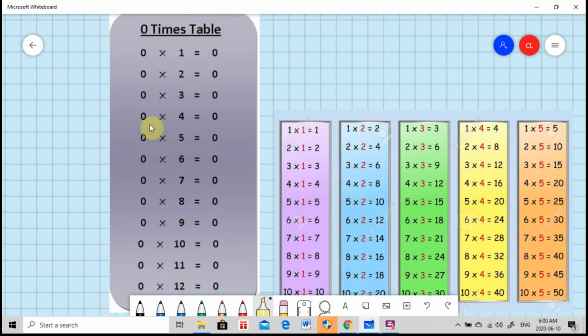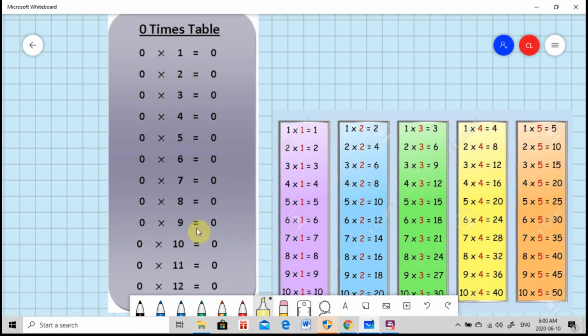Now, notice that when you multiply any number by 0, the answer is 0. So 0 times 1 is 0, 0 times 2 is 0, 0 times 3 is 0, and so on.